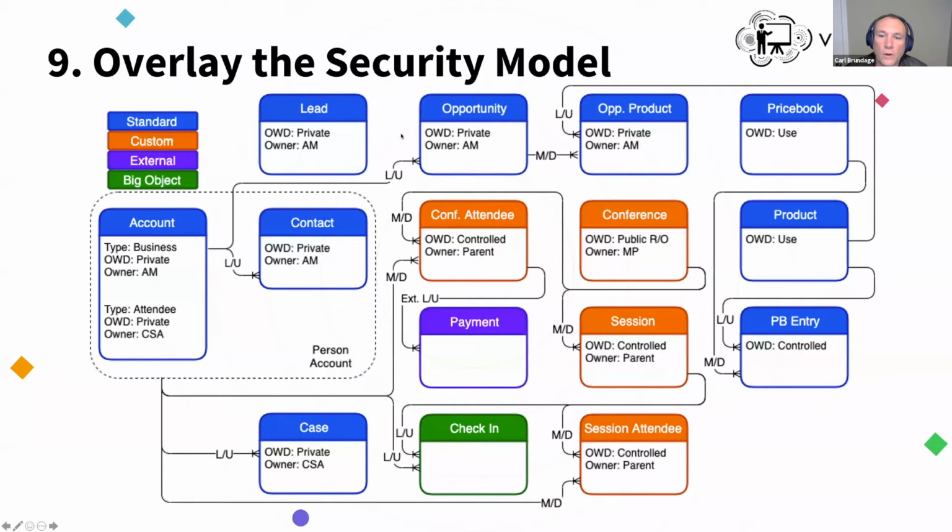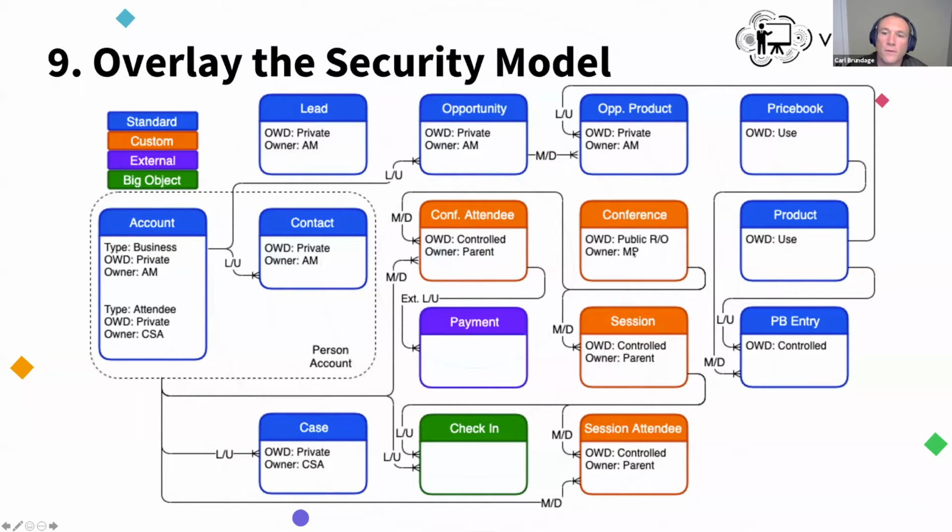Now, at this point, what I want to do is I want to start thinking about security because in Salesforce, who can access what is so fundamental to how your system works. So what I'll do is I'll consider having the owner of each type of object on the diagram. And I'm not talking specifically Bob is owning this or Mary is owning this, but rather what's the role? So something like our business account is owned by the account manager, or our person account is owned by the CSA.